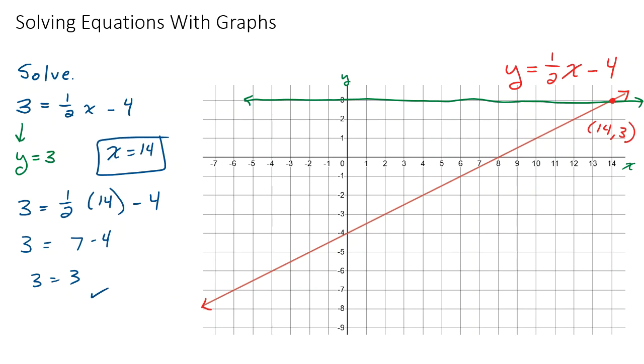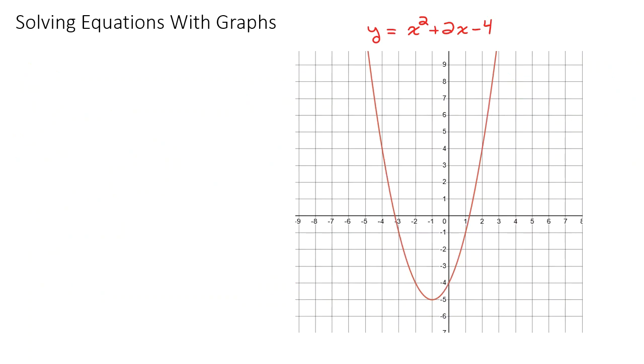All right, well, we can use this strategy to solve much more complicated equations, not just linear equations. So let's take a look at an example of one of those. So here we have the graph of y equals x squared plus 2x minus 4. And this actually makes a graph called a parabola. Now, you may not have experience with these kinds of graphs, and that's okay. We just know that every point on this parabola is a solution to this equation.